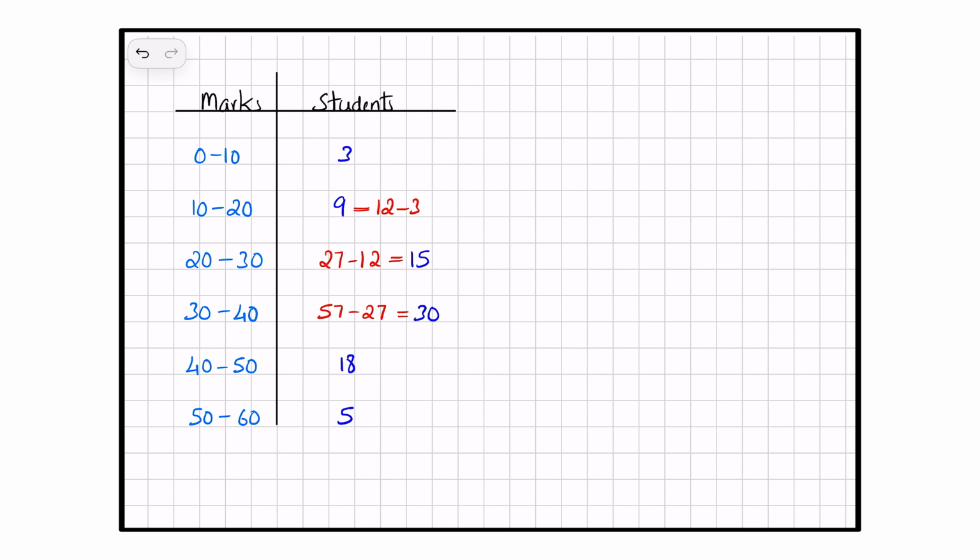Now what is the modal class? The modal class is the class which has the highest frequency, and that will be 30 to 40. Okay, 30 is the highest frequency and that corresponds to 30 to 40.